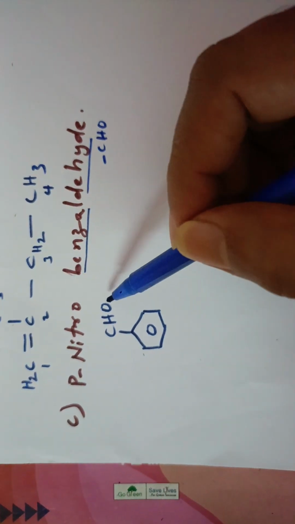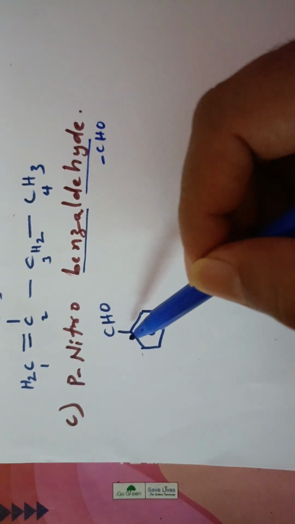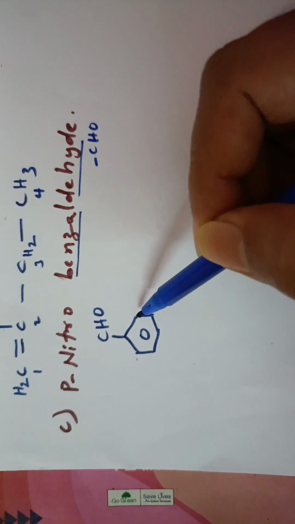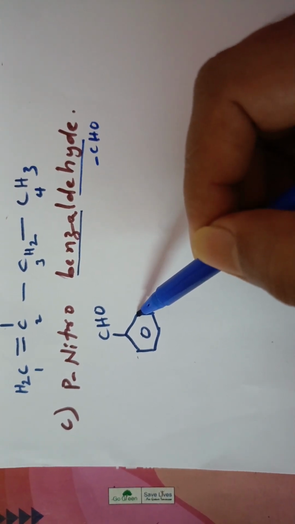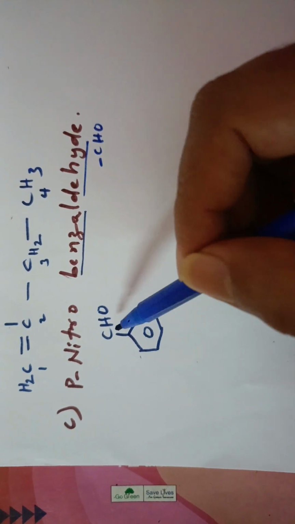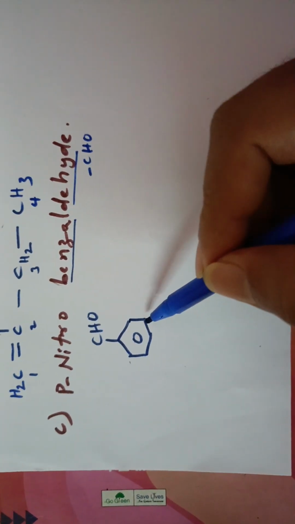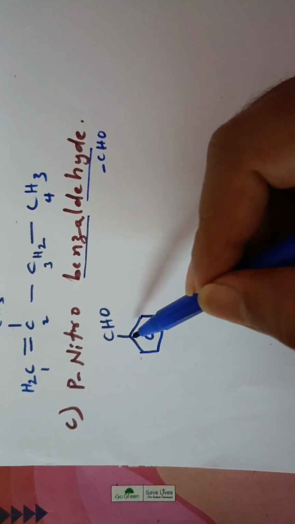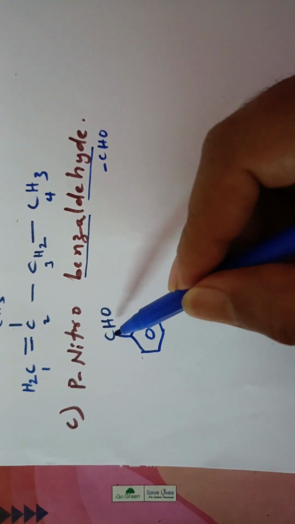Where is the functional group? The functional group CHO is attached to this carbon. The second carbon from this carbon is the ortho. This is the ortho, this is the ortho position to this functional group. This is the meta position, the third carbon from the carbon which contains the functional group.